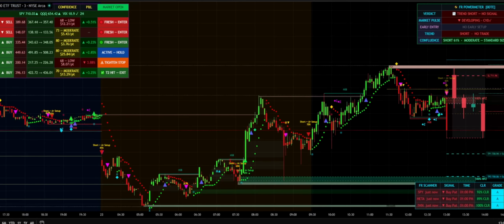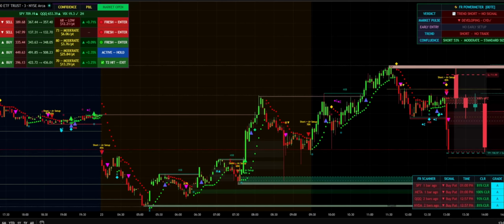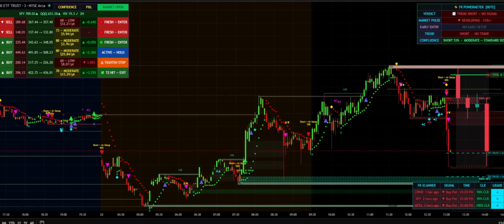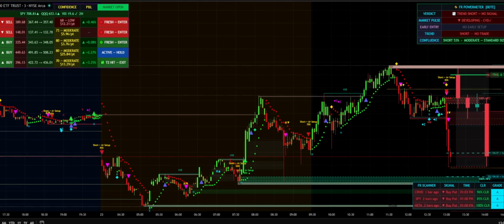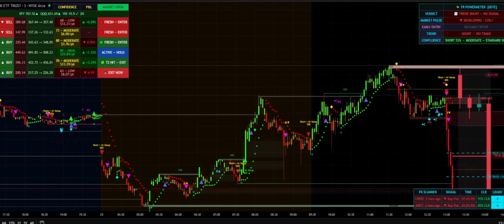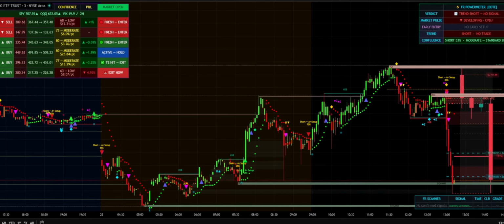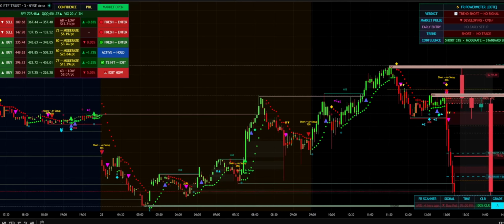So now it gives us an A plus setup here. You're in this trade. If you didn't catch this one, you caught this one. 1, 2, 3, 4, 5. Gives you 6 opportunities to get into this trade. So the trade is working. Trend is short, developing, and the short strength is 53%. So this trade is going on.